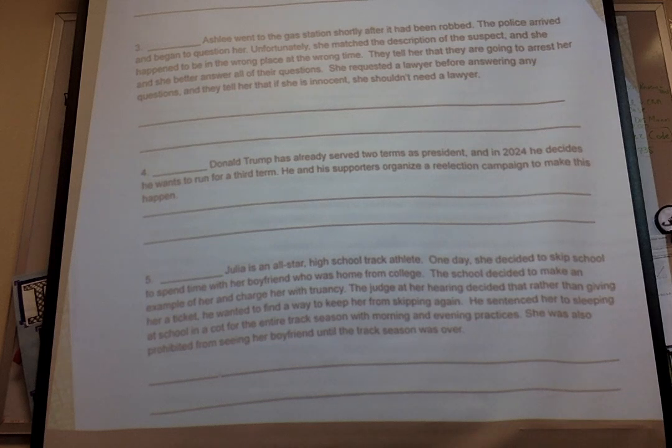Number 4, Donald Trump has already served 2 terms as president. So he served 2 terms. That's a total of 8 years. Each term is 4. So in 2024 comes up, he decides he wants to run for a 3rd term. He and his supporters organized a re-election campaign to make this happen. So what amendment deals with presidential terms? Let's put the number. And does Donald Trump have the right? Is he violating the amendment, or is he exercising his right to run for a 3rd term? State what you know. Pause it.